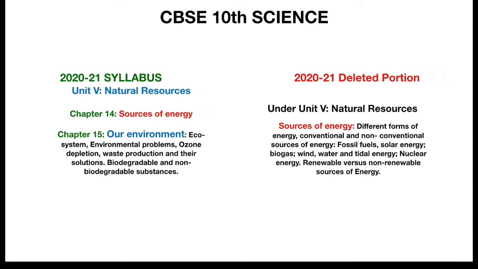Next we see chapters from unit 5. Here you see chapter number 14, sources of energy, which covers different types of sources, like conventional and non-conventional energy sources, which we had last year. That chapter is completely removed. Next is chapter number 15, our environment, and I see there is no cut in this chapter. It's related to your ecosystem and environmental problems, which is a need of today's time. So I think they kept that chapter as it is.